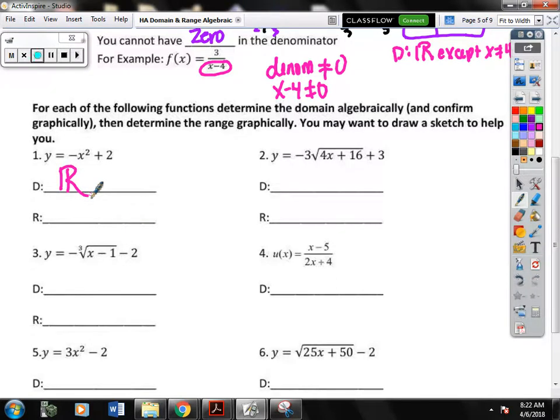Now, when the domain is all real numbers, that does make the range a little bit harder because you don't have numbers to plug in, right? So you actually probably, for the range, want to think about the graph mentally. So quadratic, it's been reflected downwards, and it's been shifted up 2.